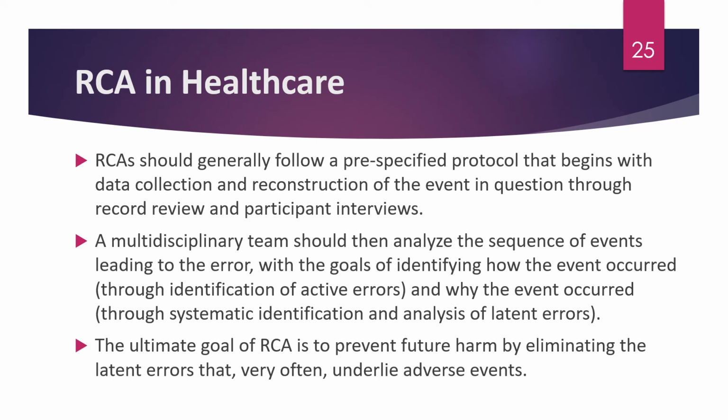A multidisciplinary team should then analyze the sequence of events leading to the error with goals of identifying how the error occurred through identification of active errors and why the error occurred through the systematic identification and analysis of latent errors. And the goal is to obviously prevent future harm by eliminating the latent errors, which are very often the ones that underlie the adverse events. A lot of times we don't typically always find something through an active error. It may be through passive methods that an error actually occurs, and you always want to keep that in the back of your mind.